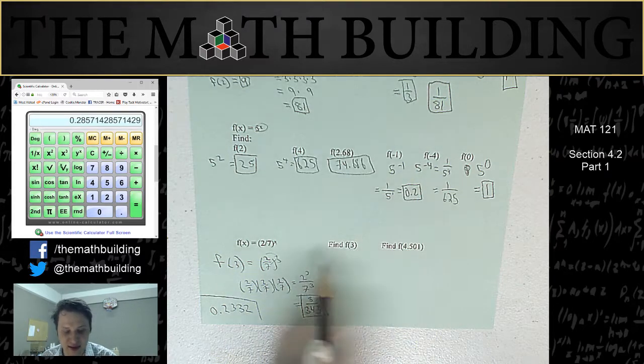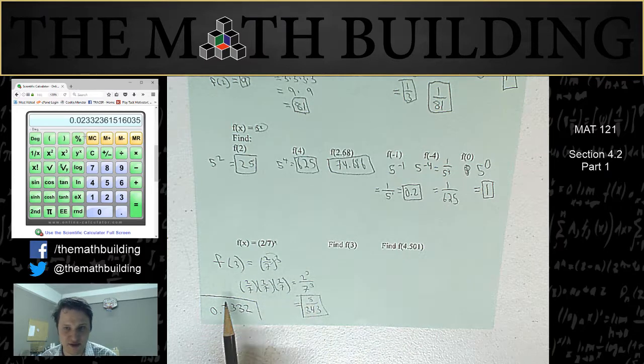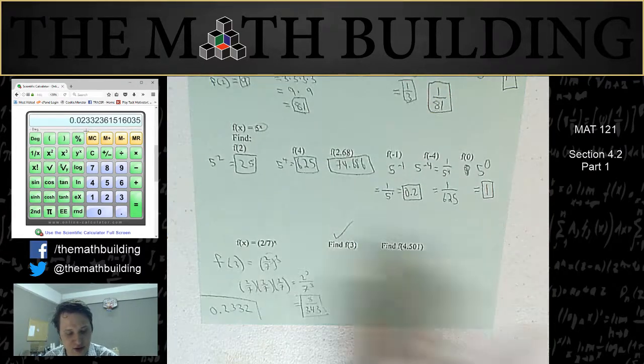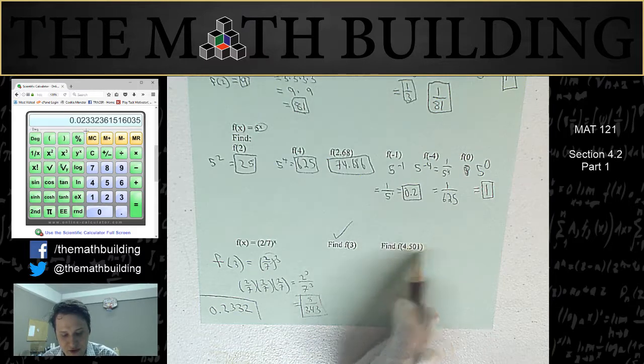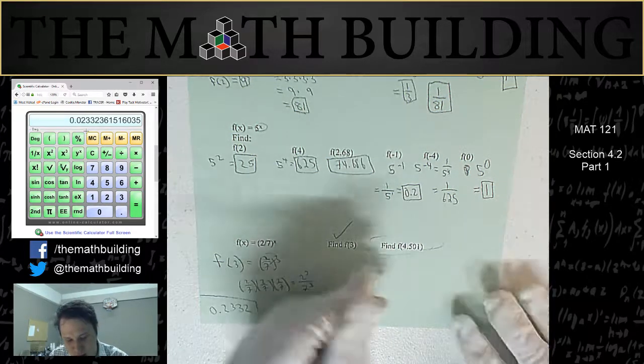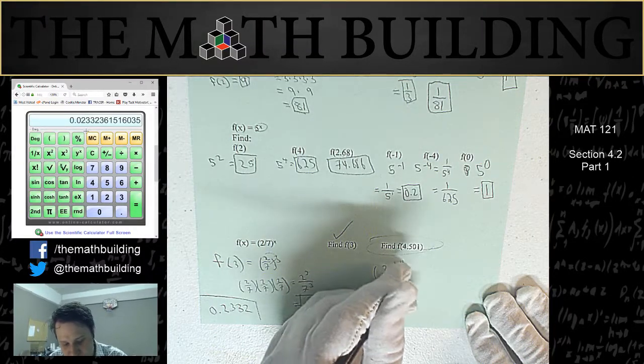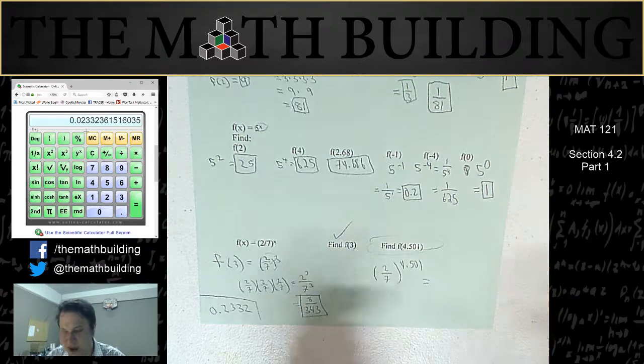Now I would take it to the third power. So now I would hit the exponent button and take it to the third power. And look, I get 0.2332 blah, blah, blah, which is the same thing as 8 divided by 343. So hopefully that makes sense to you. That's how to do it on your own or with the calculator. To do this one, I'm pretty much going to have to use the calculator because it's 4.501. So again, let's do that with the calculator. Put in 2 divided by 7 to the 4.501 power.